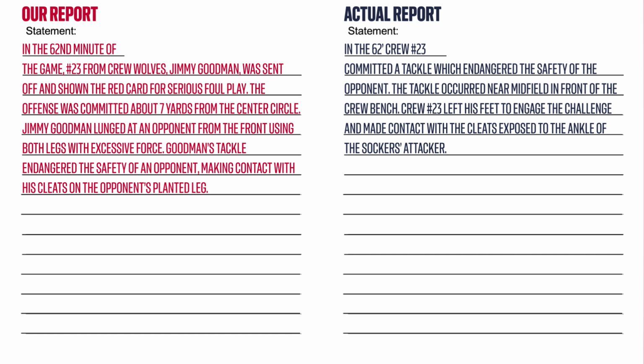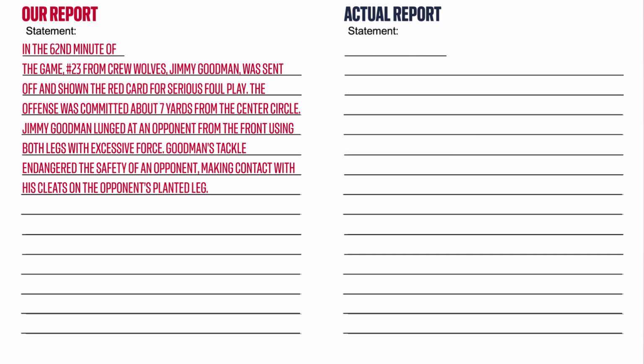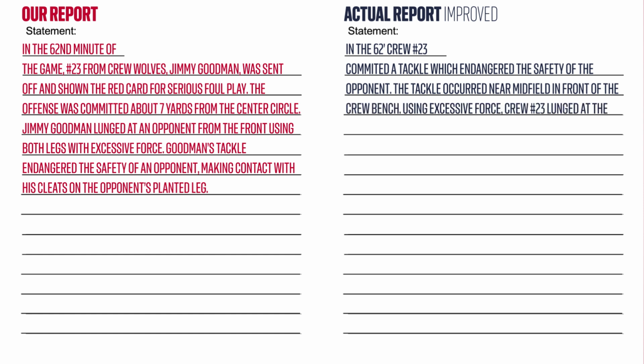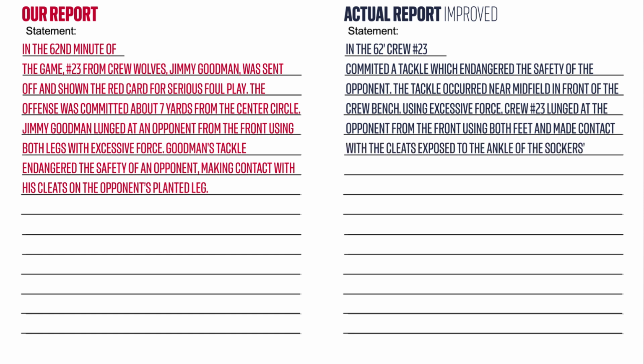by including more verbiage from the laws of the game. In the 62nd minute, crew number 23 committed a tackle which endangered the safety of the opponent. The tackle occurred near midfield in front of the crew bench. Using excessive force, crew number 23 lunged at the opponent from the front using both feet and made contact with the cleats exposed to the ankle of the soccer's attacker. He was sent off and shown the red card for serious foul play.